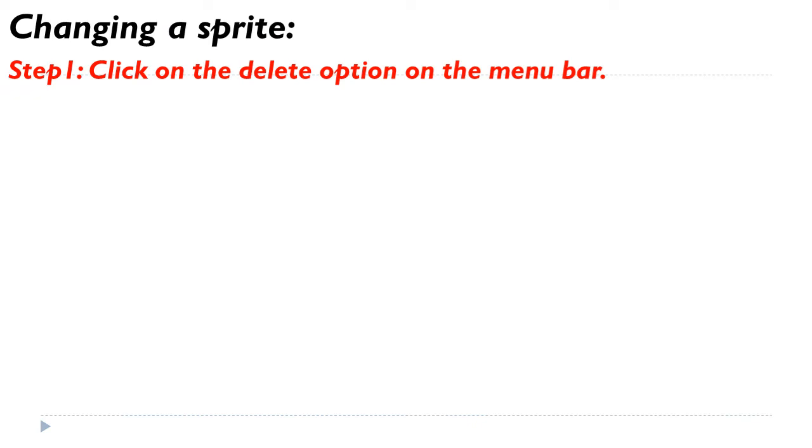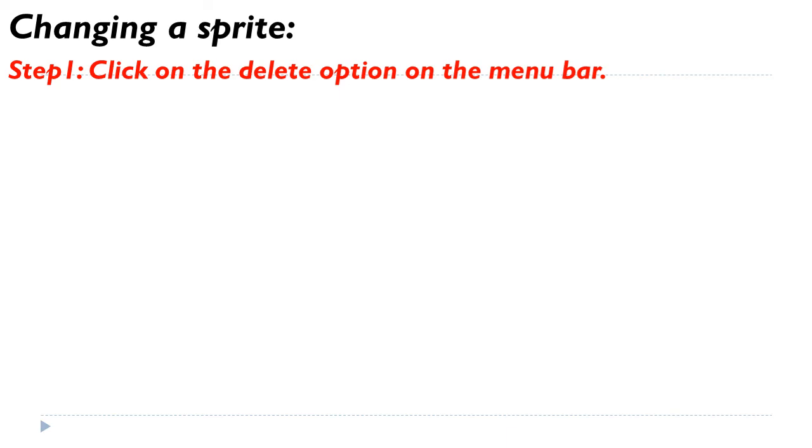Next is about changing the sprite. Changing a sprite means what? Sprite means object. For example, the cat is the object. By default, the cat is the object. Cat is a sprite. If you want to remove that cat and insert another object, you can insert. Or else you can leave that cat to one side. If you want to insert one more object, you can insert also. That is your wish.